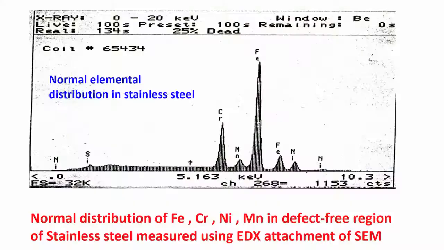Now, I will give you an example of an actual measurement, how the X-rays look when measured in SEM with the help of an EDX attachment. You will find it is normal stainless steel. So, what are we finding? The iron peak is very high, it is basically 304. So, 18 to 18.5% chromium is present, so the chromium peak is very high. It has some amount of manganese and some amount of nickel.